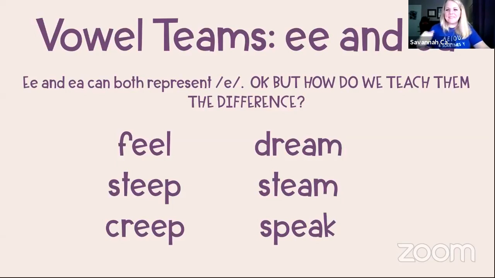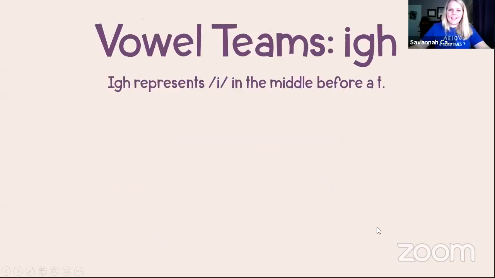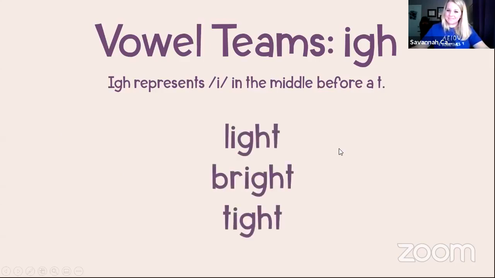Yep. So, all right, now IGH. IGH is a special vowel team because IGH represents I in the middle before T, like light and bright and tight. There are a couple of notable exceptions, and that's sigh and high. But in general, IGH represents I in the middle before T.